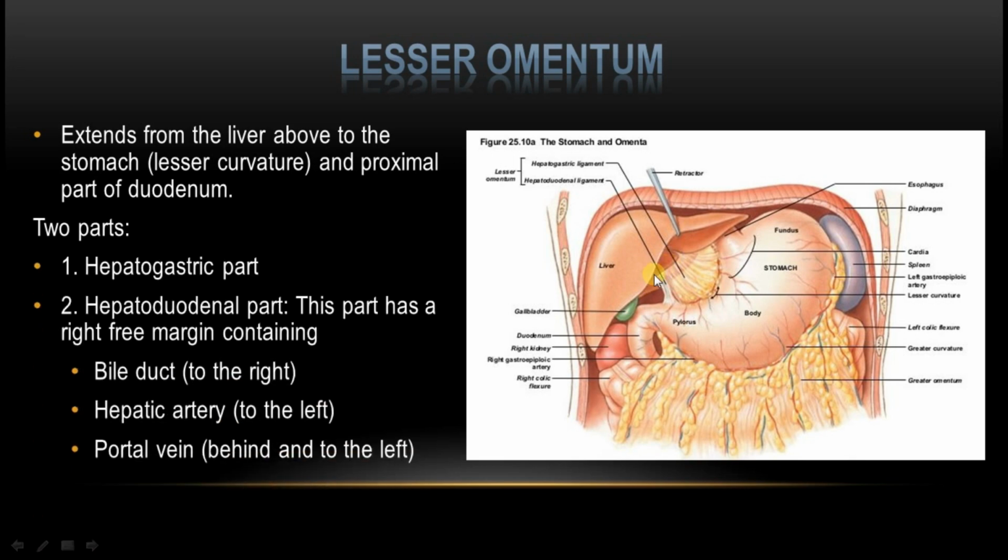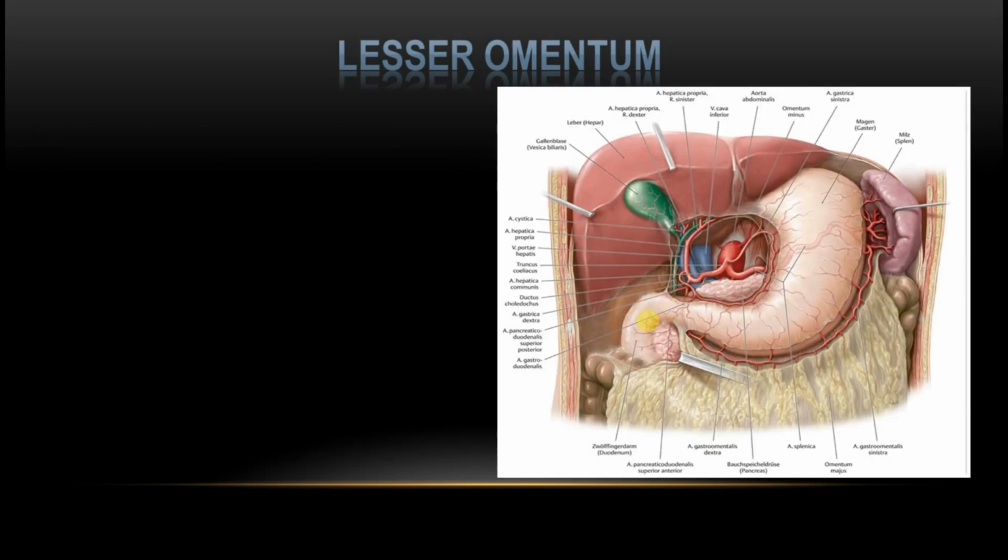In the right free margin of the lesser omentum, you have the hepatic artery, bile duct, and portal vein. The hepatic artery is present to the left, the bile duct to the right, and the portal vein behind these two. And between the two layers of the lesser omentum, you have the right and left gastric arteries anastomosing.